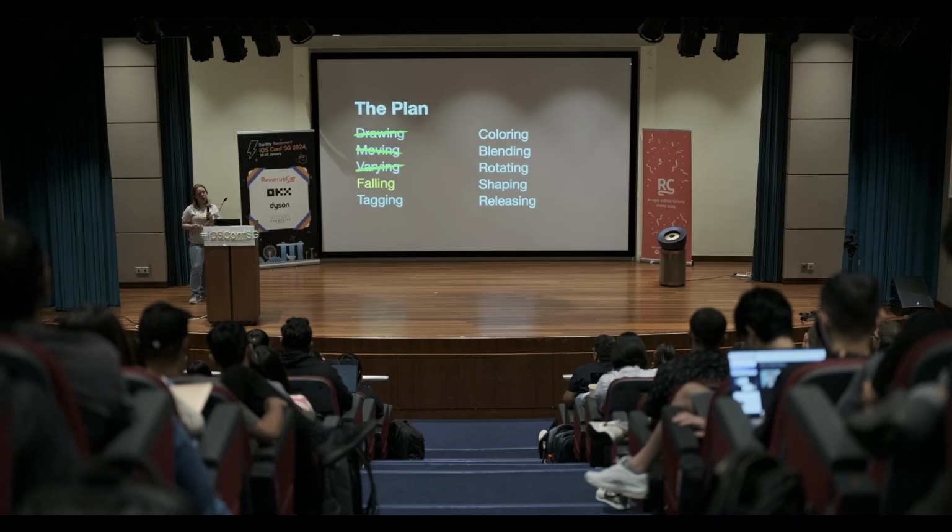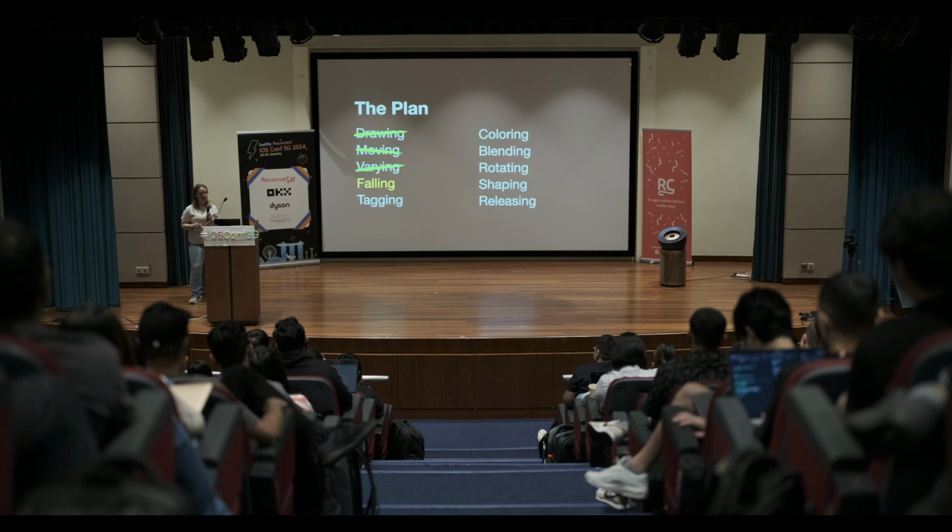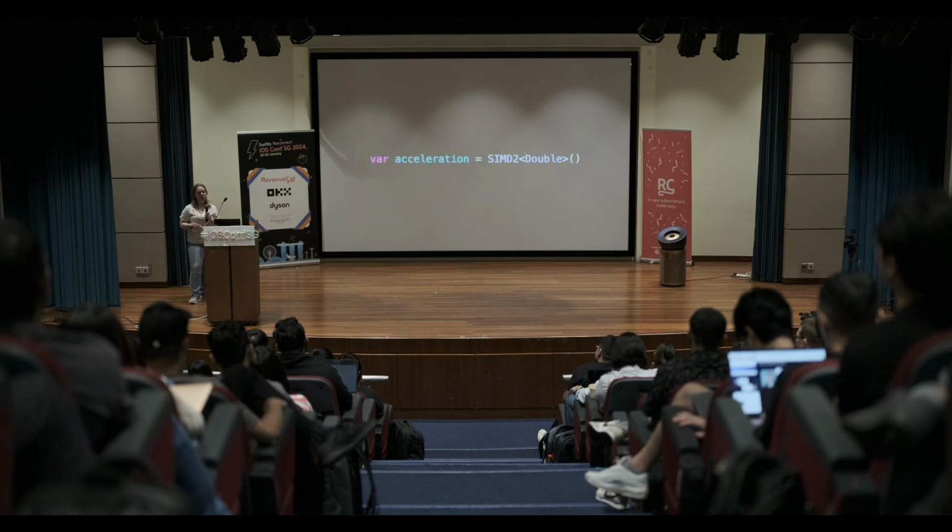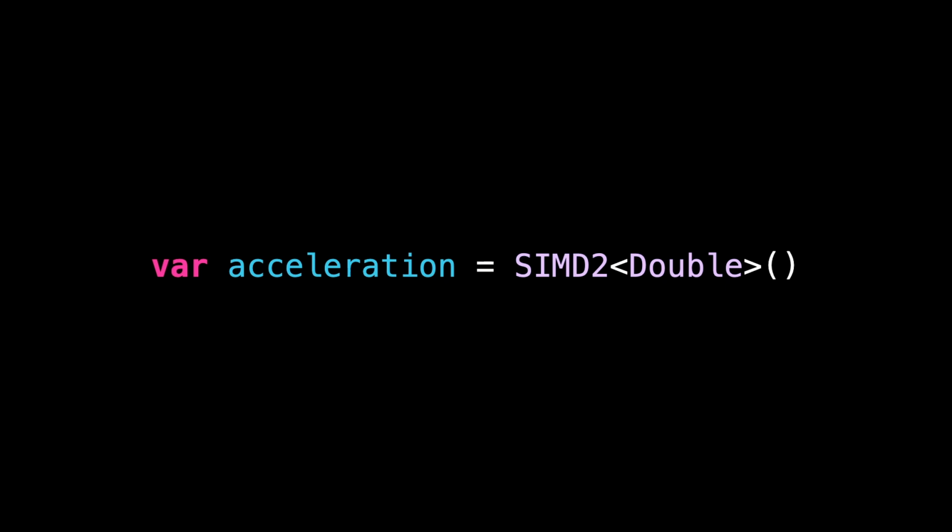So, let's go on to our next topic, falling. How can we apply gravity to our particles? First, we're going to add a new property to our particle system to store acceleration. This is a SIMD2 with x and y values of 0. There is no acceleration by default.